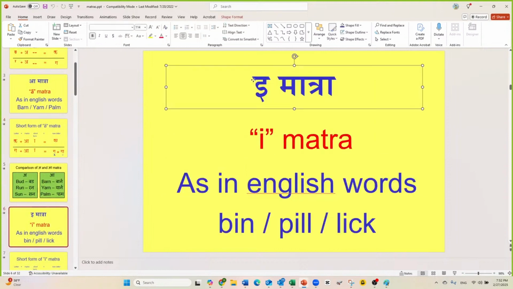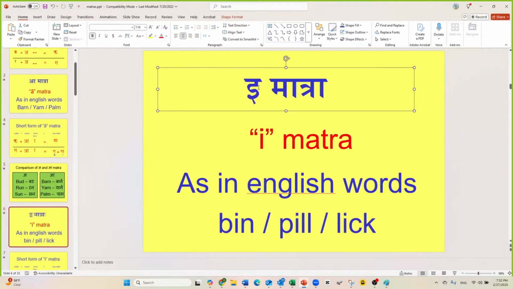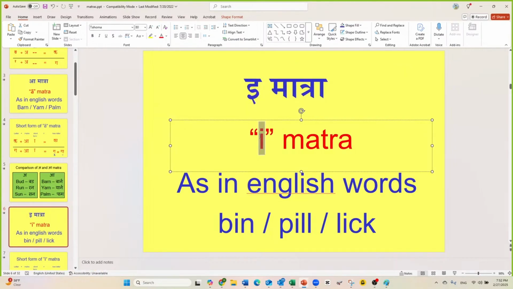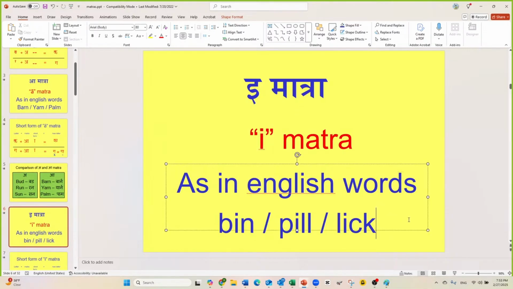What is this? This is the third letter. For this, we use the English letter I instead. So think about these English words. I as in bin. The sound is I. I, bin. Or I, pill. Or I, lick.